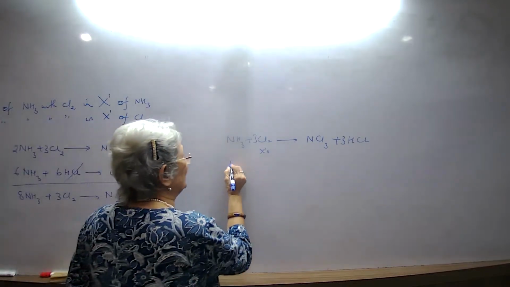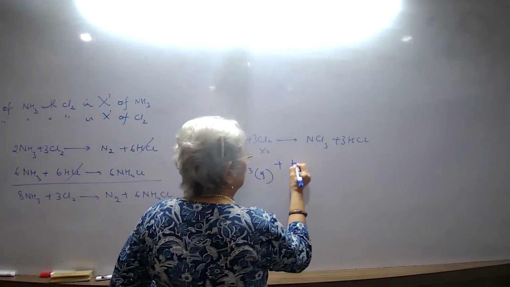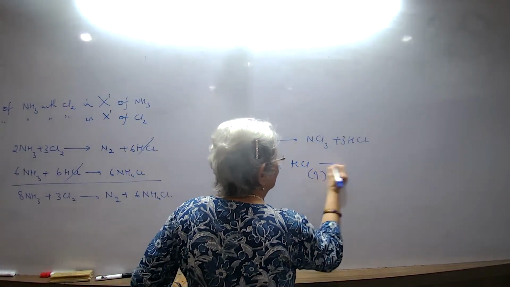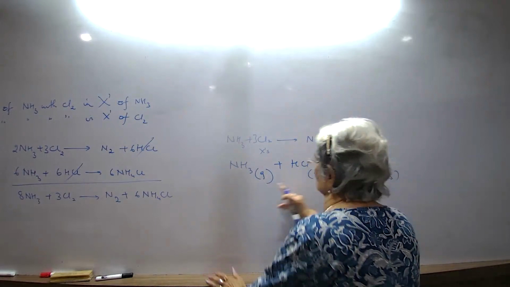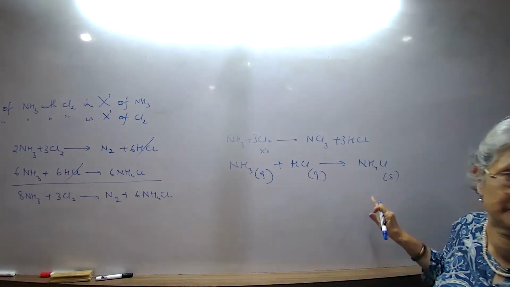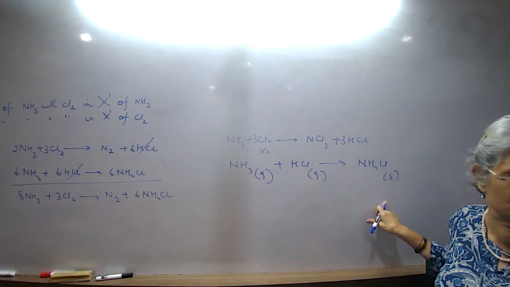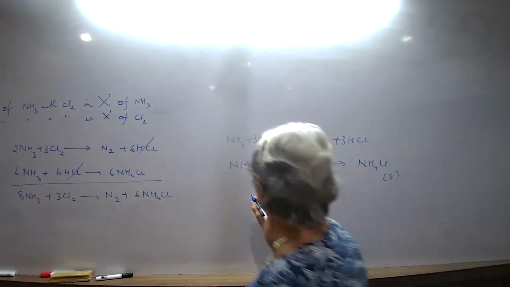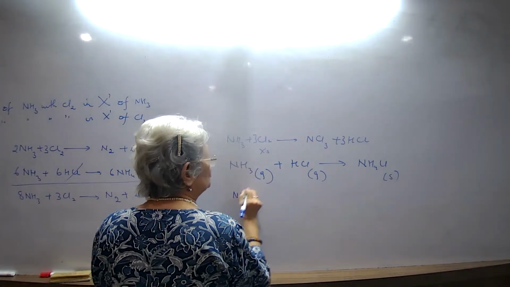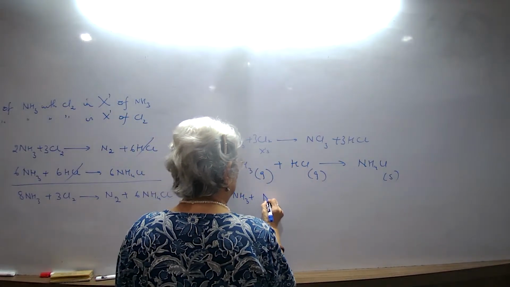How does ammonia react with HCl? Ammonia gas plus HCl gas will give you ammonium chloride solid. Two gases giving you a solid. A very strange reaction, but important. Now, how does ammonia react with HNO3?